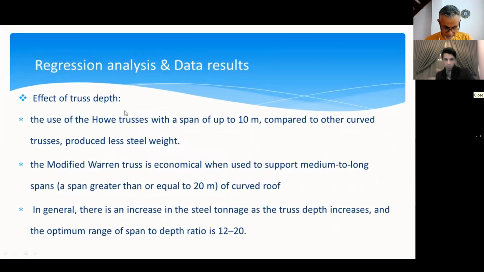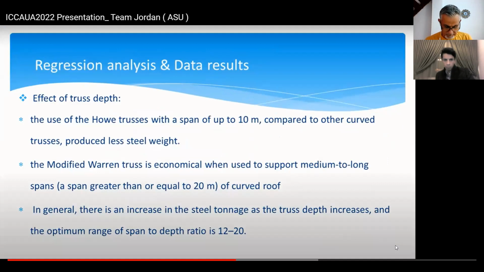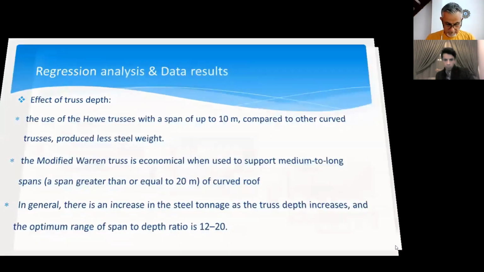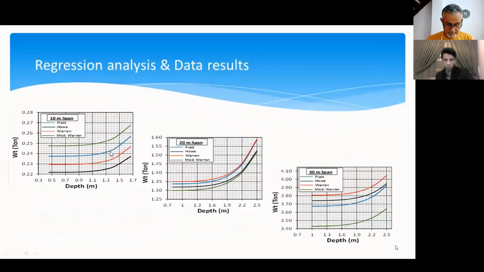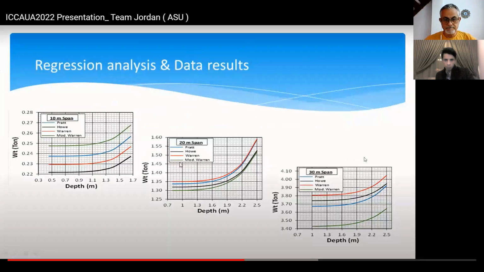And the conclusion of the truss depth effect: the best span length of Hu truss is 10 meters or less. Modified Warren will be more economical when span length is 20 meters or more, as the chart shows. And as you can see in these charts, the steel weight increases in line with truss depth.